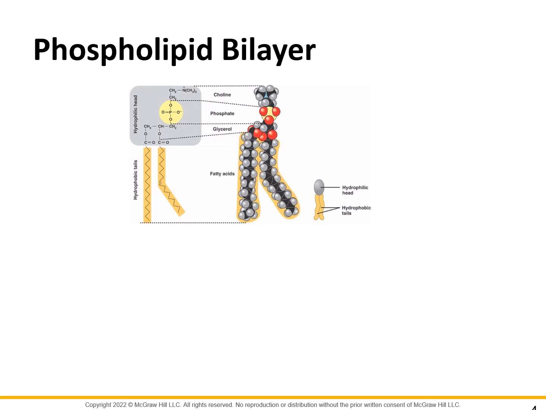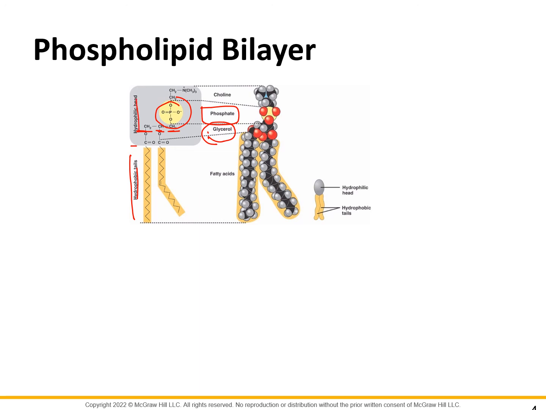So the first thing to do is to review the basic structure of a phospholipid. A phospholipid is a type of lipid that is composed of a glycerol, and the glycerol is a 3-carbon alcohol. For the phospholipid, one of the carbons has a phosphate group bound to it, while the other 2 carbons have fatty acids attached to them. And the fatty acids are nonpolar, so they are hydrophobic, and the phosphate head is hydrophilic.